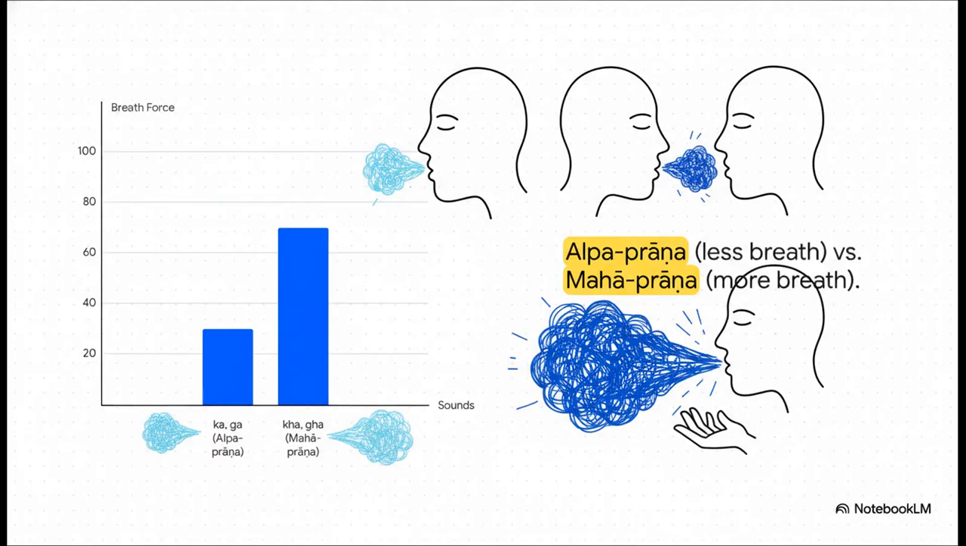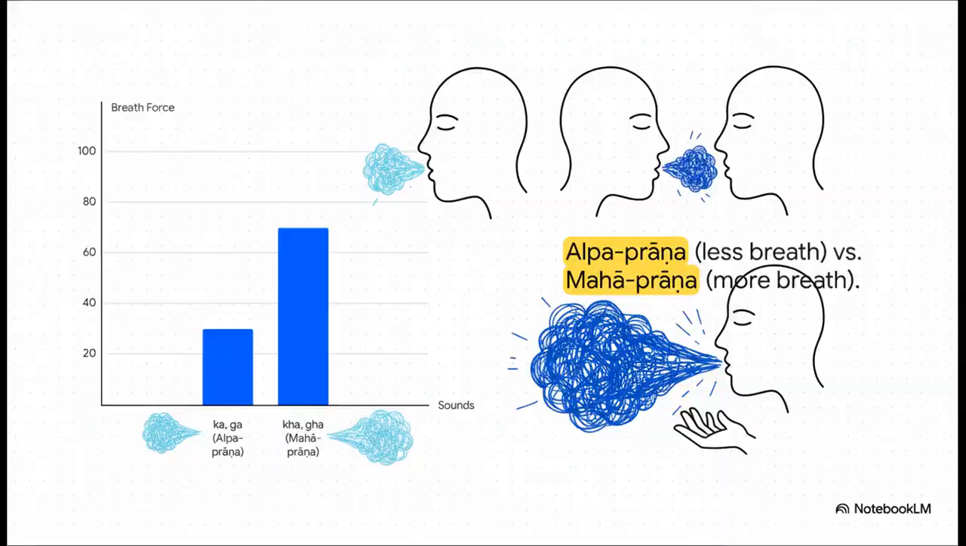Let's just take one quick example of that external effort. Let's talk about breath. Some sounds are called alpaprana, which means little breath, and others are mahaprana, or big breath. Come on, try this with me. Put your hand in front of your mouth. Now say ka. Feel that? Not much air, right? Now say kha. Whoa, see that big puff of air? That's mahaprana, that's aspiration, and the system has a name and a category for it.